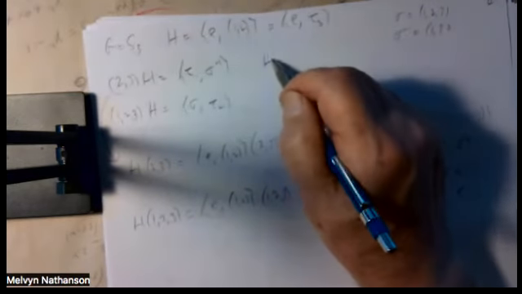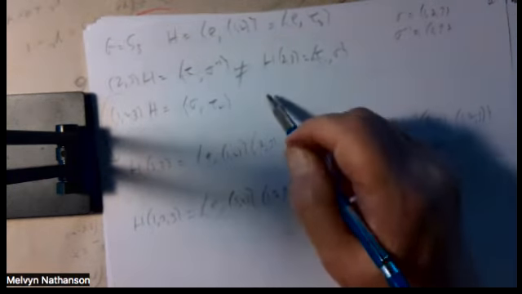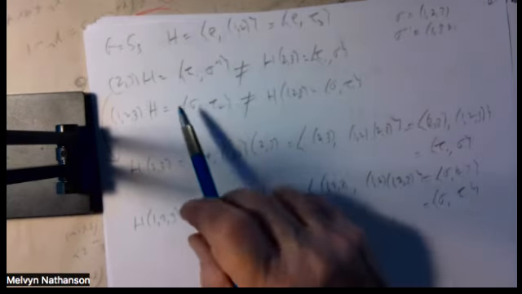So (2 3) times H is tau 1 and sigma inverse. H times (2 3) is equal to tau 1 and sigma. They're different. (1 2 3) times H is sigma and tau 2. H times (1 2 3), the right coset, is sigma and tau 1. Again, they're different. So the left coset and the right coset are not the same thing.